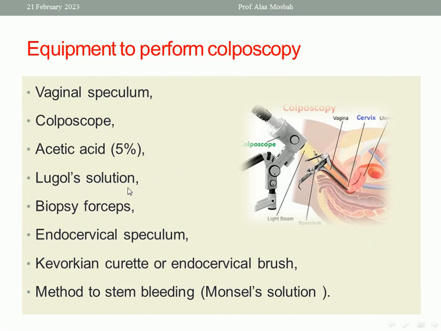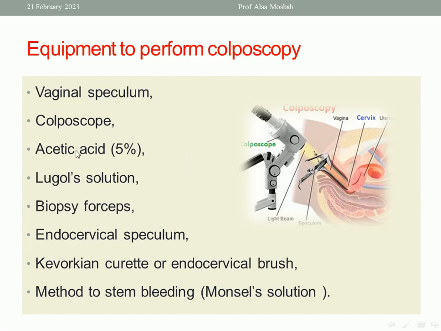As you know, if we apply Lugol's iodine solution to the normal epithelium of the ectocervix, it will be brown in color, while the pathologic area will be yellow in color. Okay? If you apply 5% acetic acid, the abnormal epithelium will have a white color. So we call it an acetic white area.